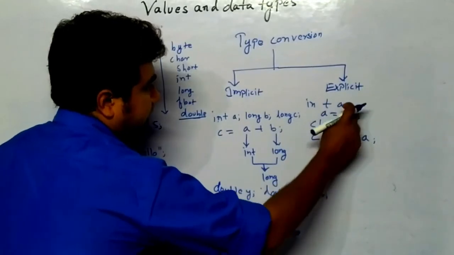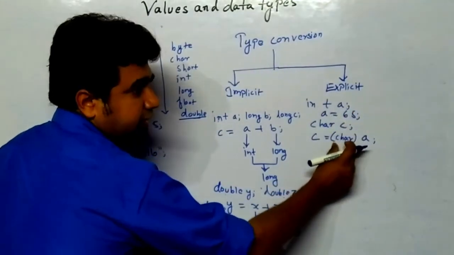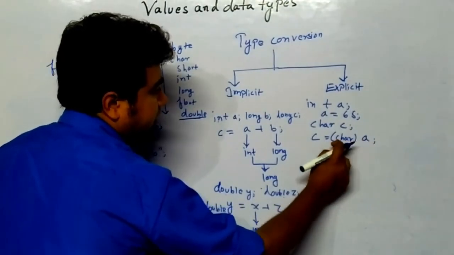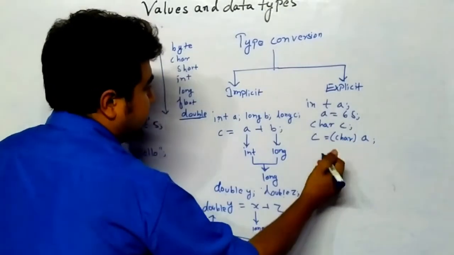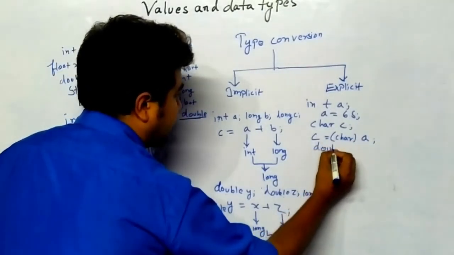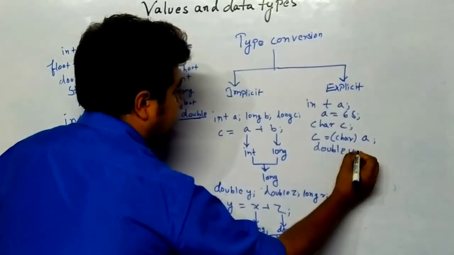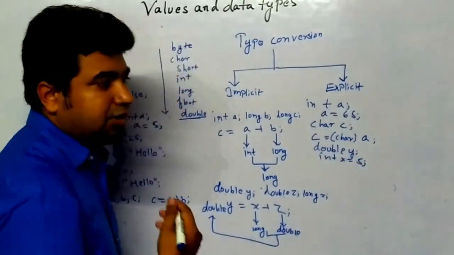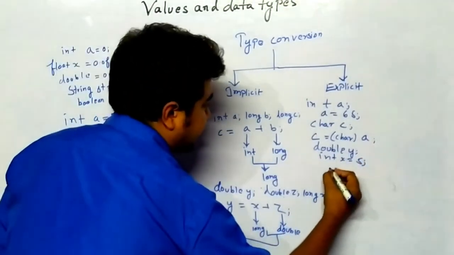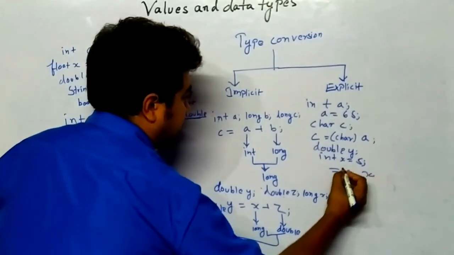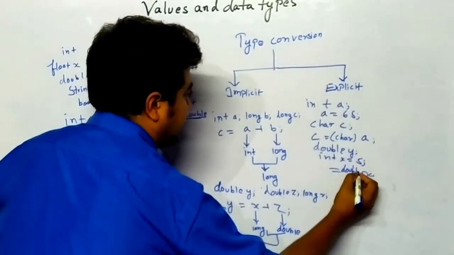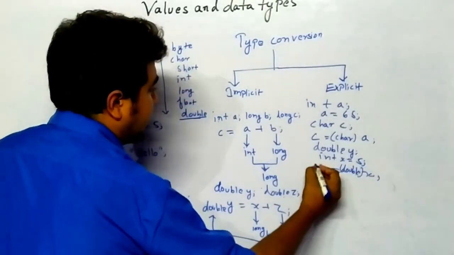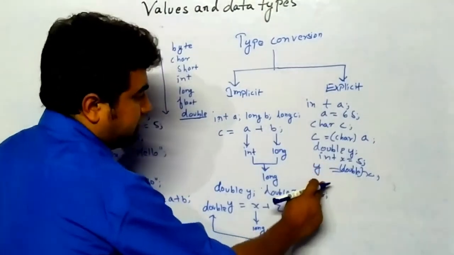Here I said that A is 65. I want to convert it into a character. So what I am doing here is, I have written A and in front of that, in the parentheses, I have written char. Similarly you can do it for double also, double of y and int of x is equal to 5. I want to convert this 5 into double. I will write here x and in front of that I will write double. So what will happen here? This x will be converted into double and I have to store it in one double variable, which is y.